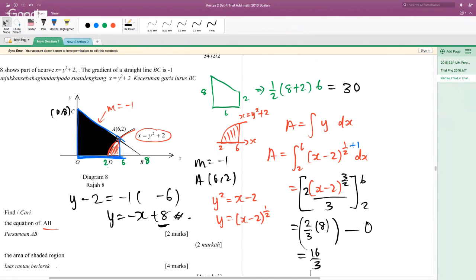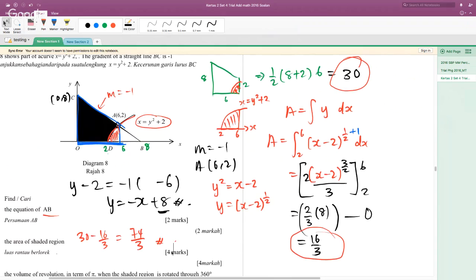Okay, so I want to get the area of the shaded region. That means I just use the 30 minus this answer, because this is part of here, isn't it? So I just use the whole thing minus the red colour zone, then I can get the answer. So here is just 30 minus 16 over 3, so it's just 74 over 3. Okay, just like this. It shouldn't be too difficult.